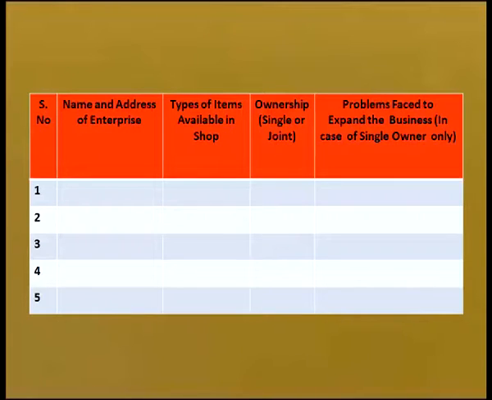Type of items available in the shop. If it is a small shop, more items or variety of items will be there definitely. You can include some of the names of different products that you have seen. Similarly, there are shops which are engaged in special products only, medicines, textiles, like that also you can include. Specialized in one item, that is, the main item is medicine or textile. And problems faced to expand the business.